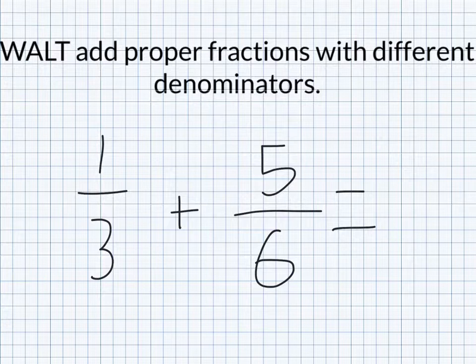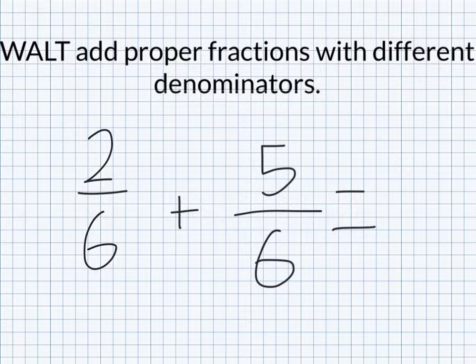So now we need to change it. So 3 times 2 equals 6. And now we're going to work out 1 times 2. And that equals 2. And that's our final equation.